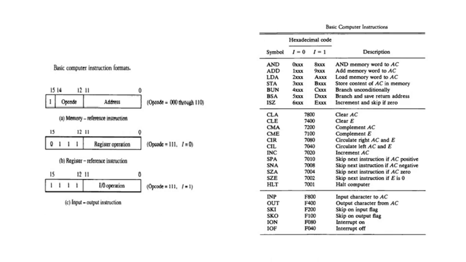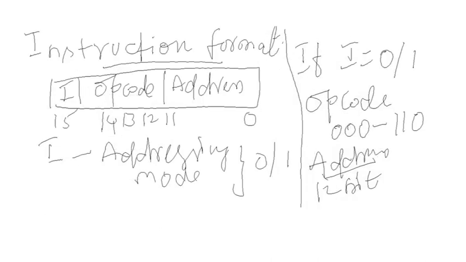Okay, this is memory reference, where the opcode varies from 000 to 110. For register reference, the mode bit I is 0 and the opcode is 111. For input output, the mode bit is 1 and the opcode is 111. And we can write any opcodes like this.